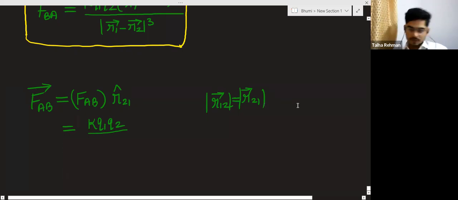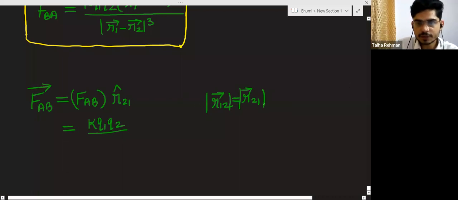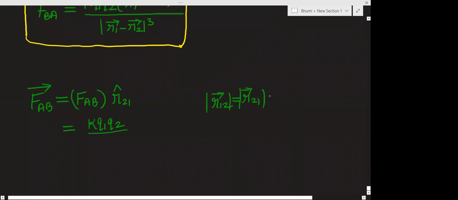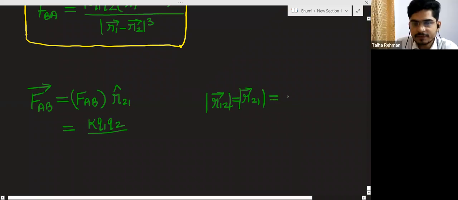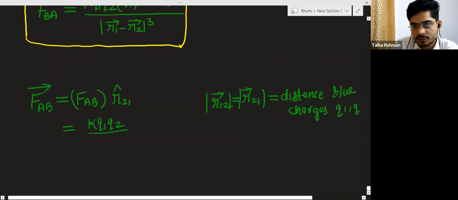Okay, so R12 is equal to R21; the magnitude of R12 is equal to the magnitude of R21. These are nothing but the distance between two point charges, Q1 and Q2. So I can write R21 also, and this is the distance, and we take k Q1 Q2 divided by distance squared.